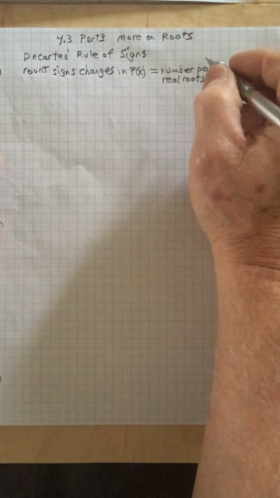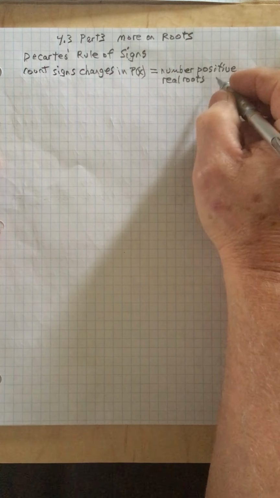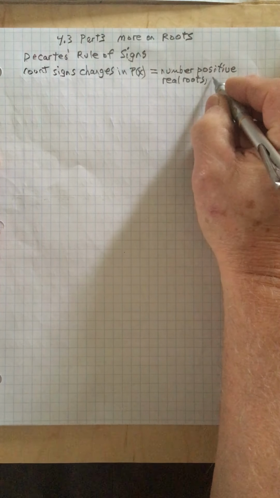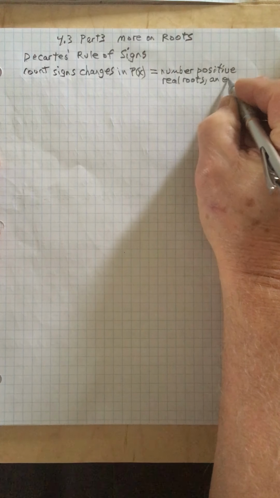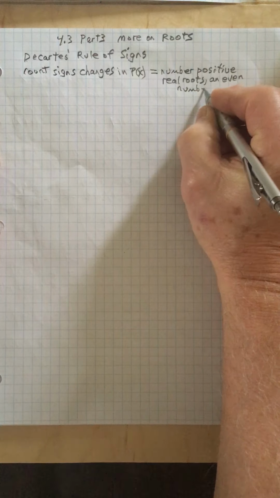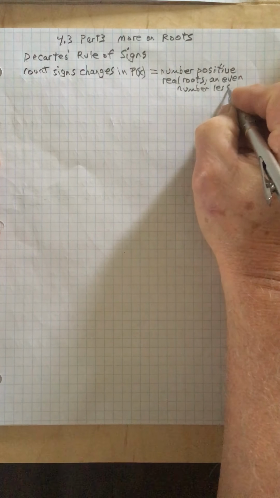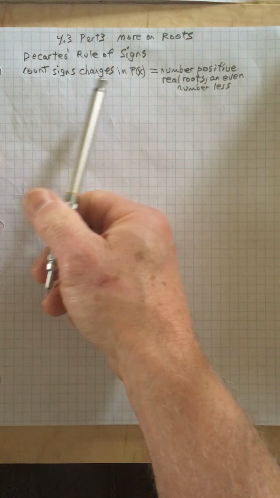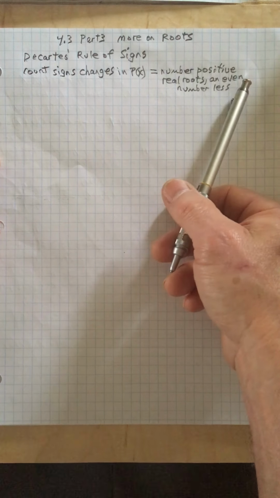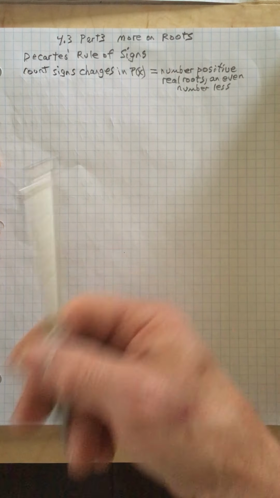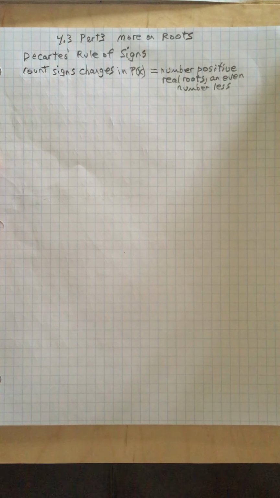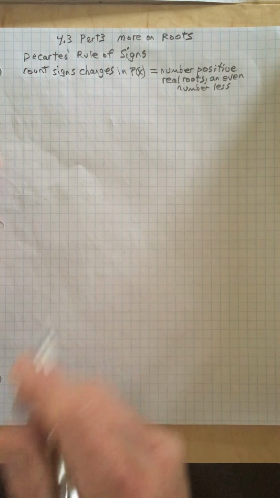There is one thing here. That would be the maximum. So it could be this number of roots or an even number less. So for example, if we had 3 changes, we could have at most 3 positive real roots, or if I take an even number from that, which would be 2, 3 minus 2 is 1, we could have 1 positive real root. That's how that works.